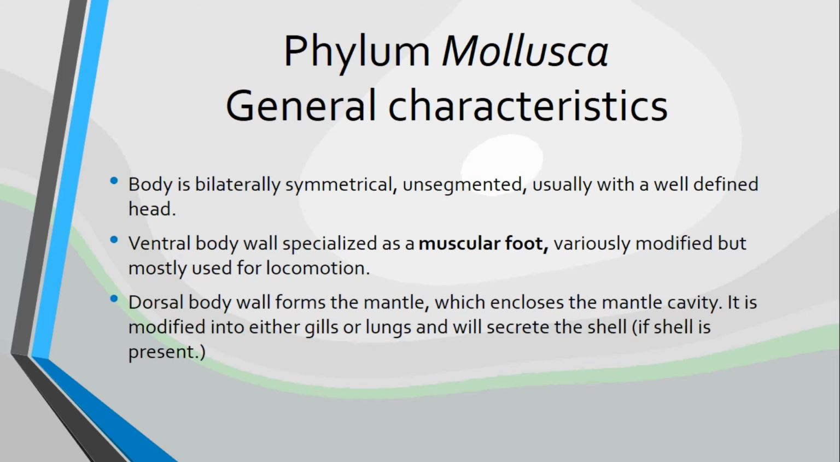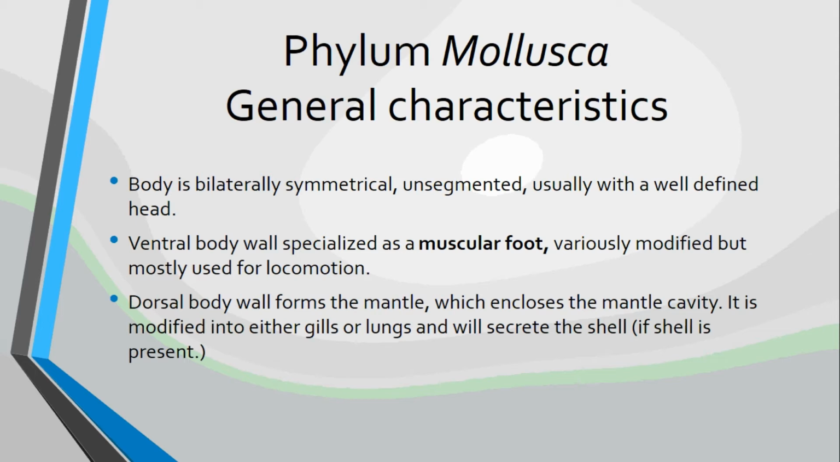They are unsegmented, so we go back to our last unit, the segmented worms, the annelids. Those organisms had a clear segmentation to their body. Mollusks do not, and many times they will have a well-defined head, meaning a front end where a collection of their sensory organs can be found. The ventral body wall, ventral meaning their belly, will be specialized with a muscular foot. Depending on the group we're talking about, that foot is going to be used differently. The foot is primarily going to be modified and used for locomotion, being able to move within their environment.